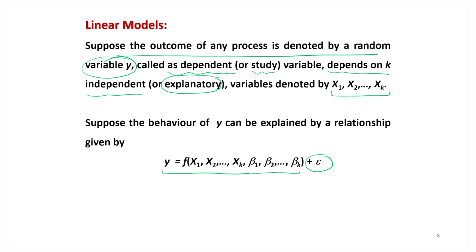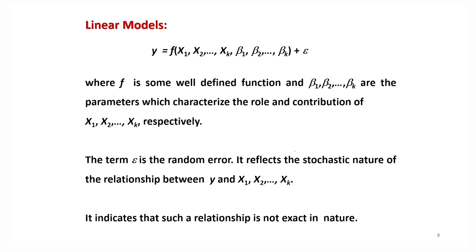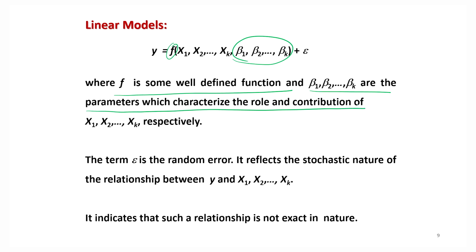Right. So this random error, which is due to the factors which we cannot control, is indicated by here this term epsilon. Right. So now we assume here that in this one, this f is some well-defined function. This beta 1, beta 2, beta k, they are the parameters, and they are the parameters because they characterize the role and contribution of x1, x2, xk respectively. So beta 1 explains the role of x1, beta 2 explains the role of x2, and so on.